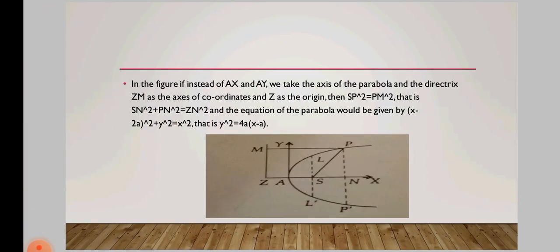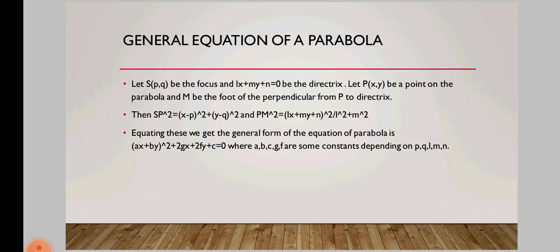And if we take the directrix line to be the x or y axis, then the equation of the parabola becomes y square is equal to 4a into (x minus a). This is also an interesting point to note. And now we find the general equation of the parabola.